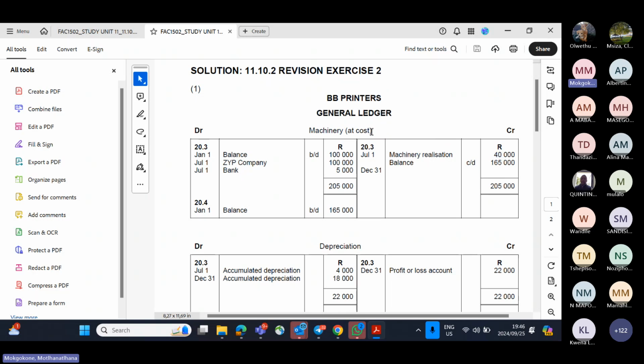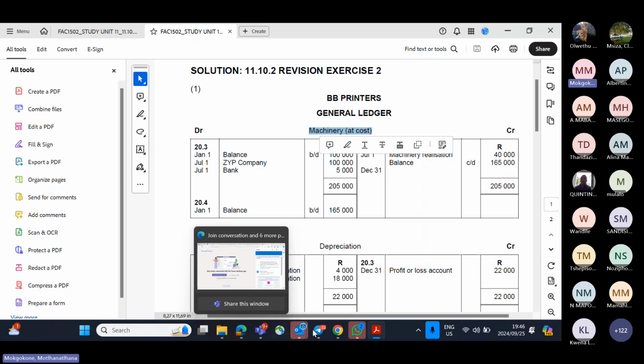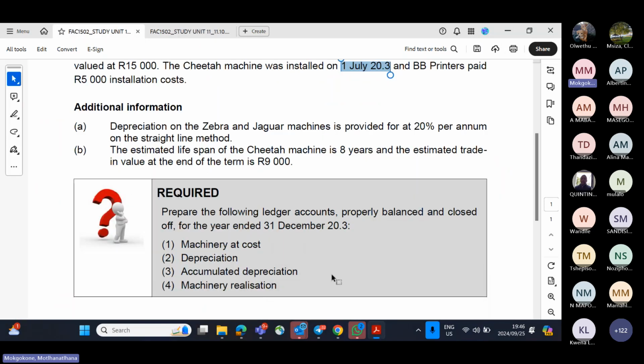Yes. The first one, the required one, was machinery at cost. Remember, we said machinery is an asset, and we said asset increases on the debit and decreases on the credit side. And what the required says, let's go to the required: prepare the following ledger accounts properly balanced and closed off for the year ended 31st December 20.3. Remember, the year starts when? 1st of January 20.3 and ended 31st December 20.3.